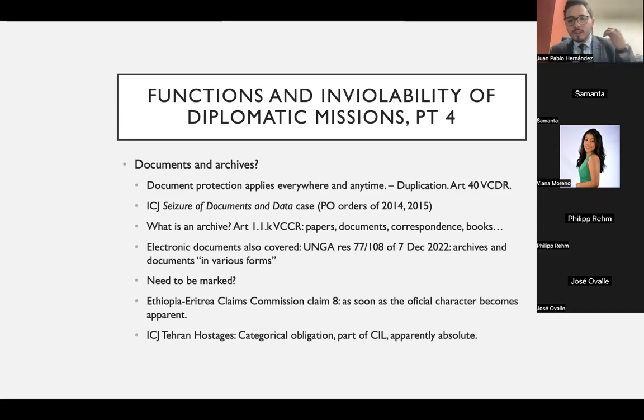And so once the official character of the document becomes apparent, then the state's obligation to protect that inviolability is triggered. And if the state, being aware of that, continues to use the documents, continues to present them, to disclose them, to publish them, or in any other way to use them, then the state is violating the inviolability under customary international law.